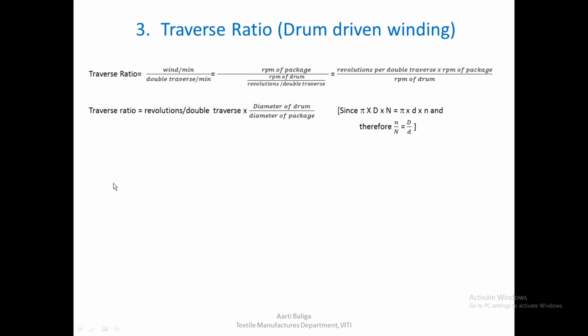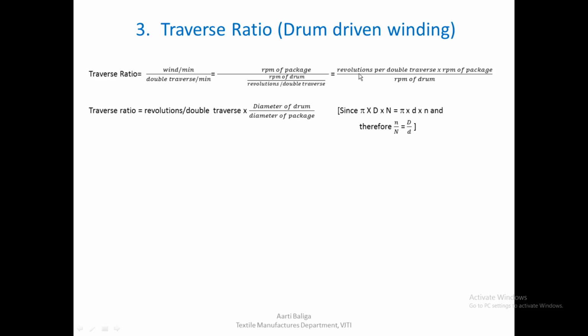So having seen this, let us go to the next parameter, that is the traverse ratio in case of a drum driven winder. So traverse ratio would be expressed as wind per minute divided by double traverse per minute. Wind per minute is nothing but RPM of the package, whereas double traverse per minute I can replace by RPM of the drum divided by revolutions per double traverse from the earlier formulas that we have seen.